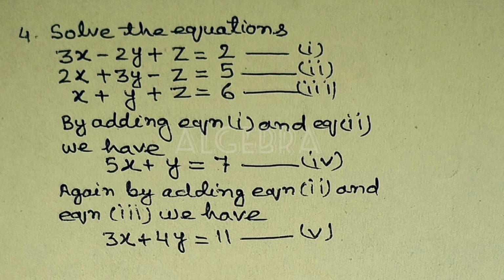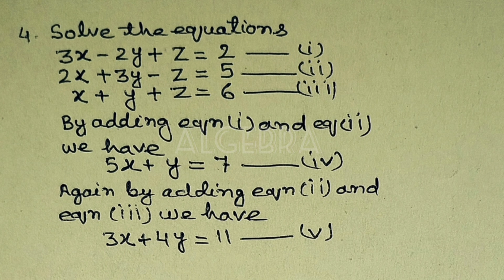4. Solve the equations: 3x minus 2y plus z is equal to 2, equation 1. 2x plus 3y minus z is equal to 5, equation 2. x plus y plus z is equal to 6, equation 3.